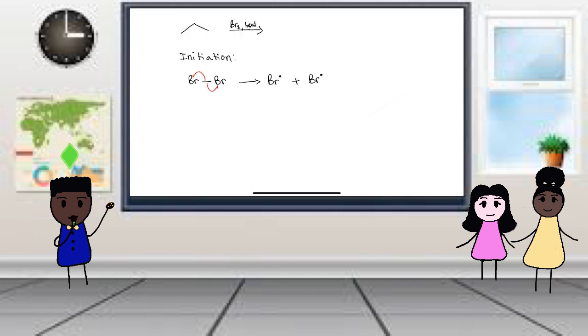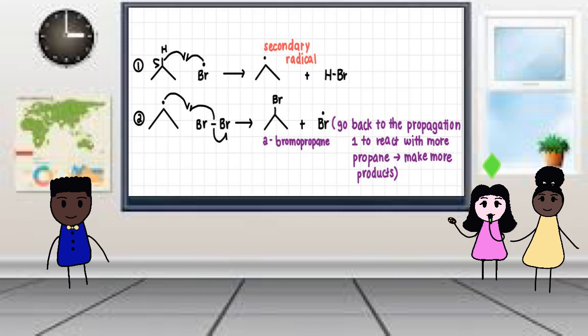Now let's apply what we learned. So here we have propane reacting with Br2 and heat to get your final product. As you can see, homolytic bond cleavage is occurring to give you your bromine radicals. This is the initiation step. Now that we have the bromine radical, we can move on to the propagation step.